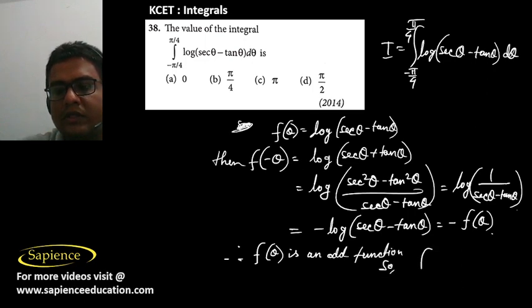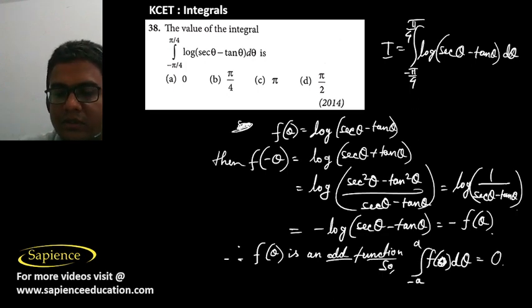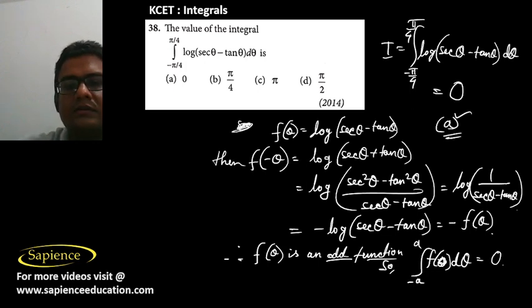So we can say the integral from minus a to a of f of theta d theta will be equal to 0, since f of theta is an odd function. So this will be equal to 0. Option A is the correct answer.